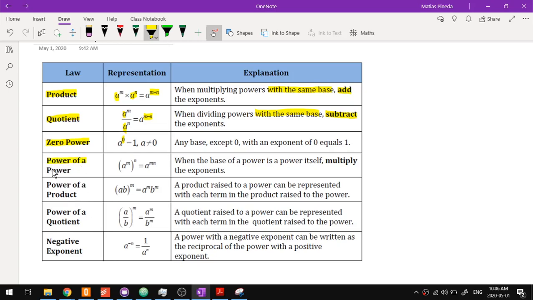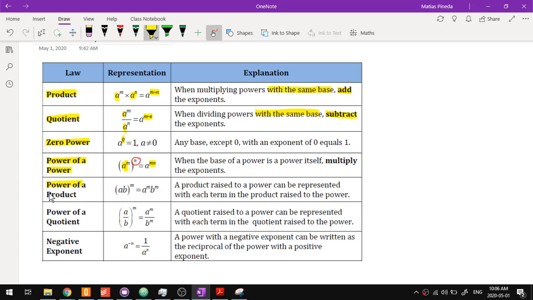Power of a power law. So now we have a power, a to the power of m, that is in turn a base with another exponent. So a to the power of m, we put the whole thing in brackets, to the power of n, so power of a power. This will allow us to multiply the exponents in order to simplify this expression.